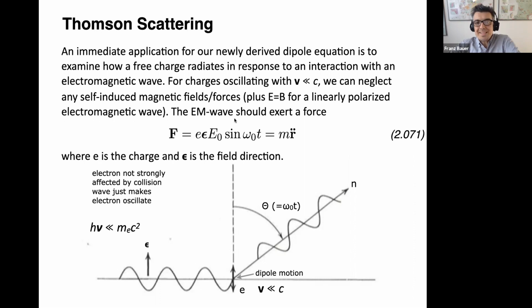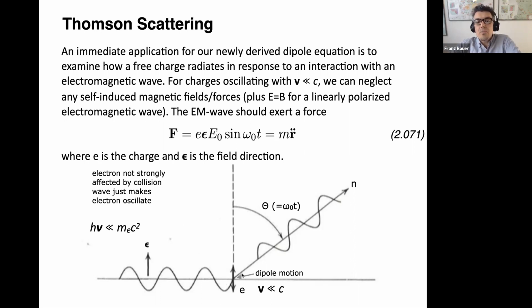And this EM wave is going to exert a force on the electron, which is going to be equal to its frequency, its amplitude, and this unit vector. And this force is going to generate a dipole. Right, so we can consider this force is equal to m times a, and this is going to be our dipole moment. Okay, so that's the situation.